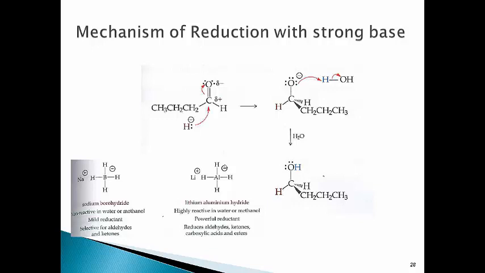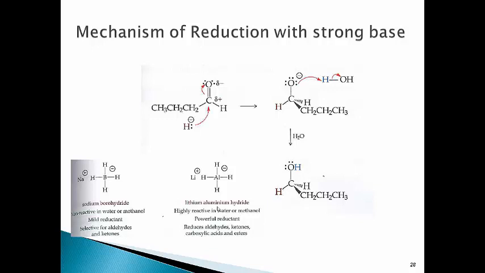So what is the mechanism for this one? Okay, so the reduction mechanism with a strong base, we have our H- that's produced. So this is what sodium borohydride looks like. We've got this B-, which acts as a H-, so it's producing that H-, and we've got the carbonyl carbon being attacked, and we've got that O- being formed, which is then protonated to make the OH, and we've got that H that's left on there.